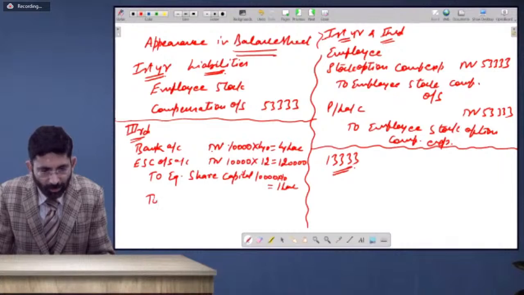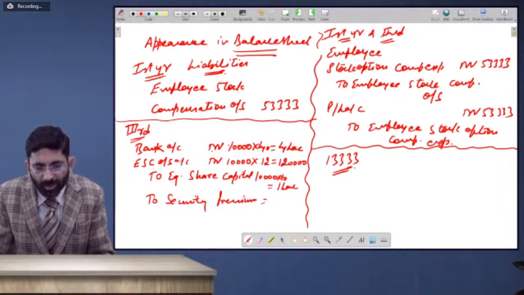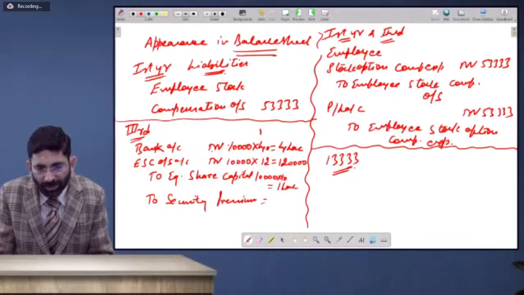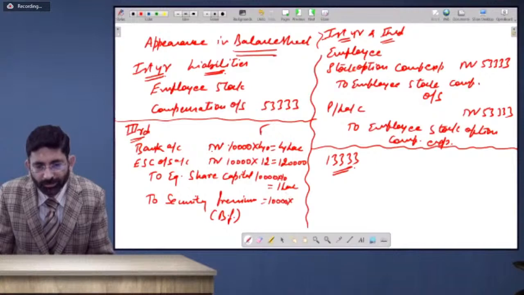To securities premium. We have issued these shares at rupees 40 per share. 12 is the loss which is to be borne by us. So balancing figure will go to securities premium. 10,000 into 42, 4,24,000.